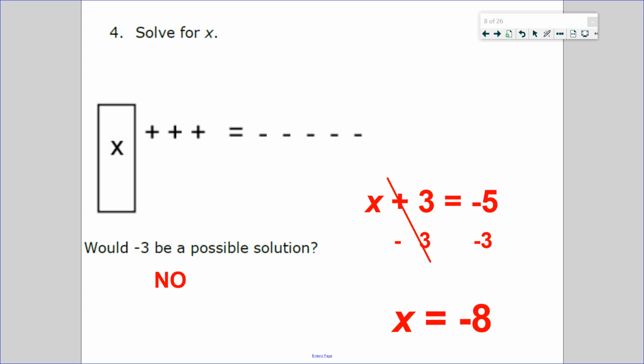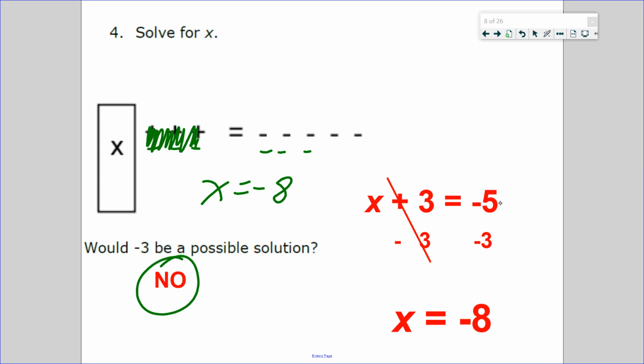Number four, you're going to be given models. Can you solve this? There are many ways to do it. You can solve it using a picture. So I need to isolate x. So I need to subtract 3 on both sides. Cancel, cancel, cancel, cancel, cancel. It is x equals -8. Would -3 be a possible solution? Definitely not.